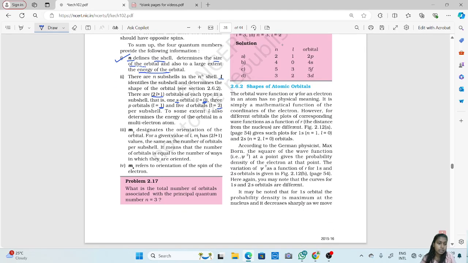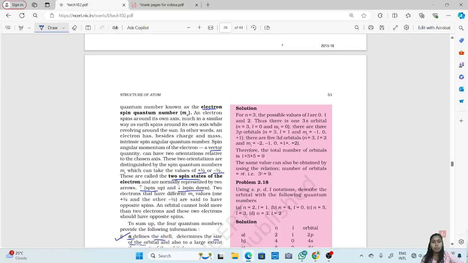Next is your magnetic quantum number. What is it? It designates the orientation of the orbital. It gives you the orientation of the orbital, how it orients. For a given value of l, m has 2l plus 1 values, the same as the number of orbitals per subshell. It means that the number of orbitals is equal to the number of ways in which they can orient. The next is the spin quantum number, which refers to the orientation of the spin of the electron.